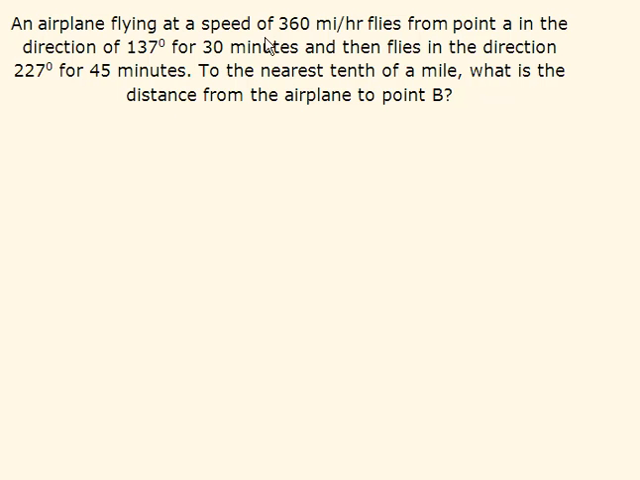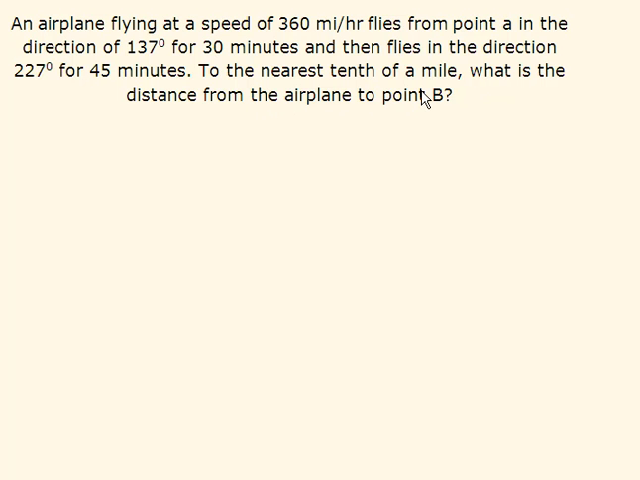An airplane flying at a speed of 360 miles per hour flies from point A in the direction of 137 degrees for 30 minutes, and then flies in a direction of 270 degrees for 45 minutes. To the nearest tenth of a mile, what is the distance from the plane to point B?